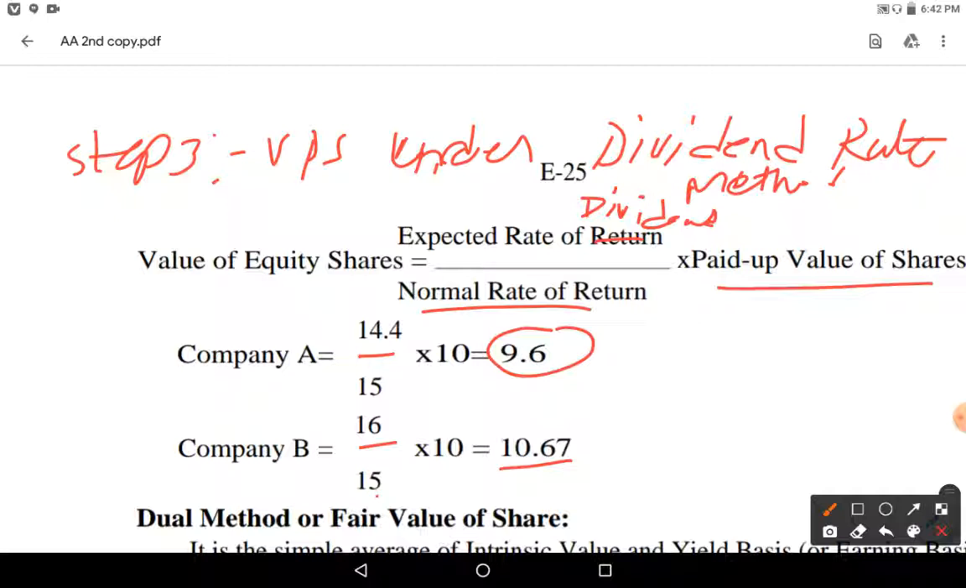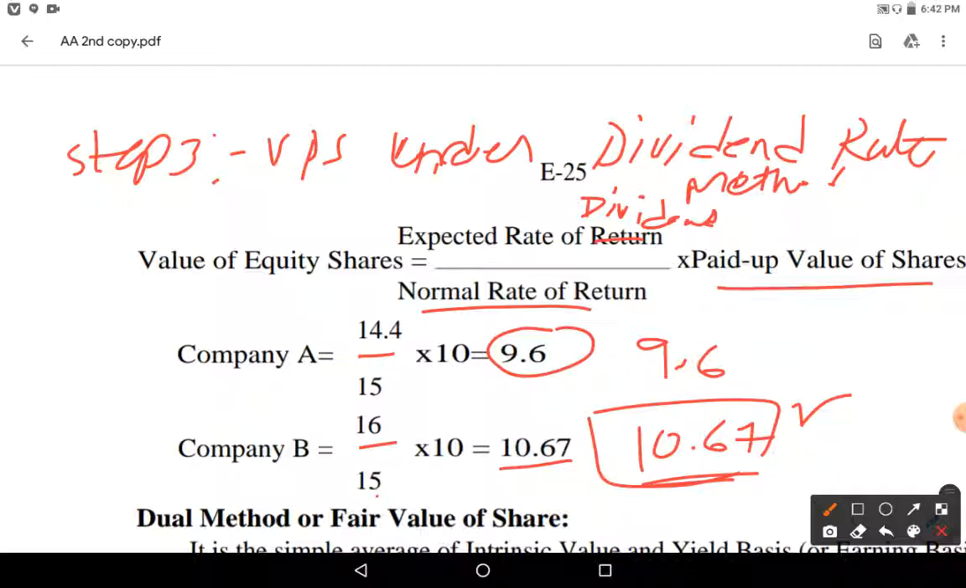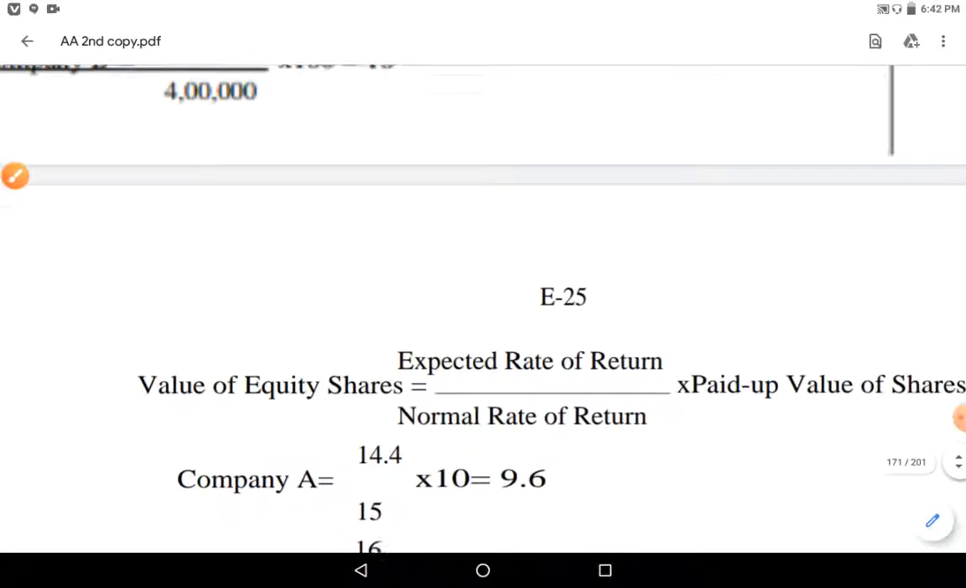There may be a question: which company is better from the investor point of view? This company is paying dividend 9.6 and this company is paying 10.6. So which company will you prefer? We will prefer company B, because its dividend rate is higher than company A. There may be a question like this also.